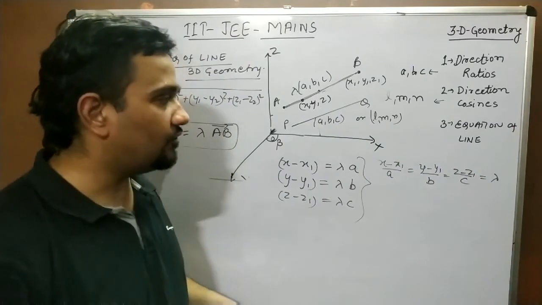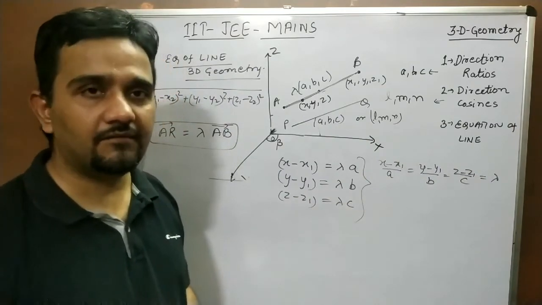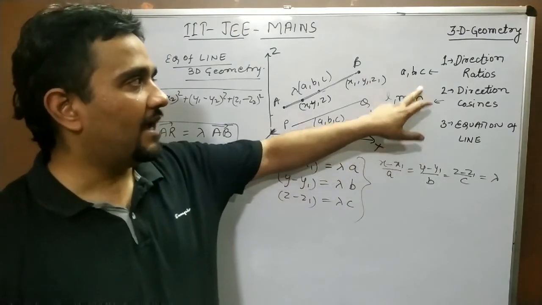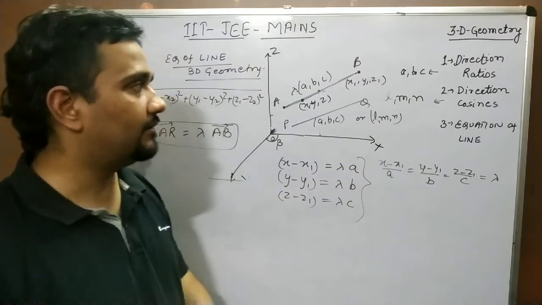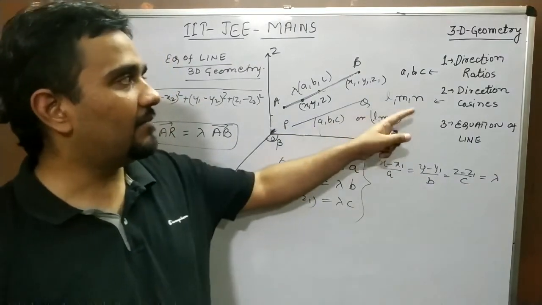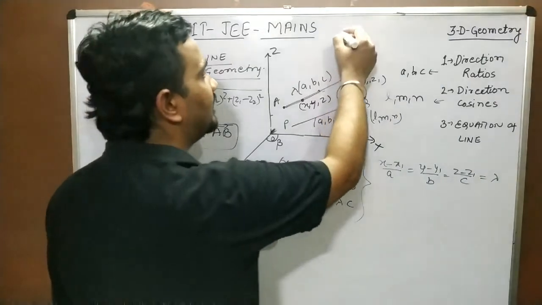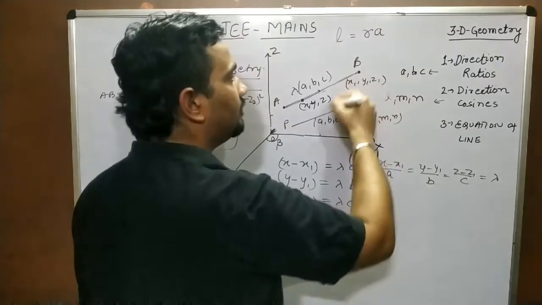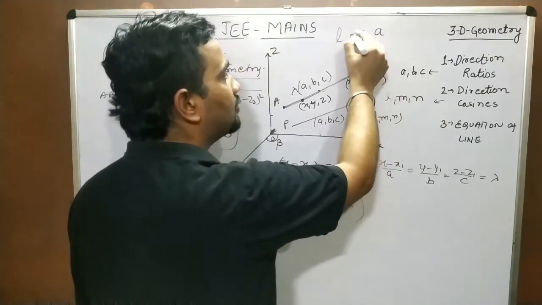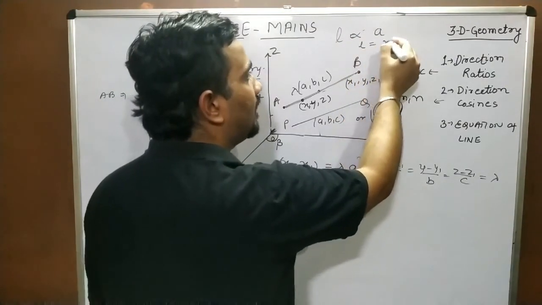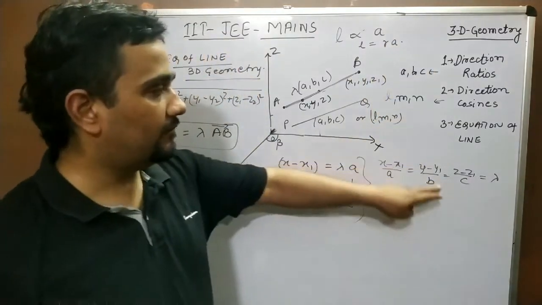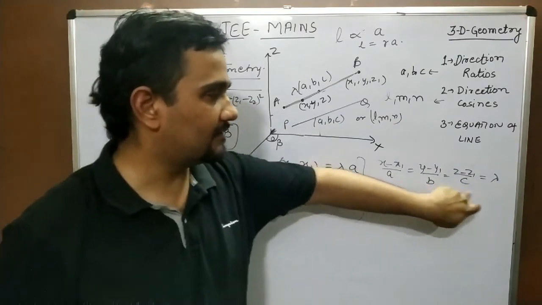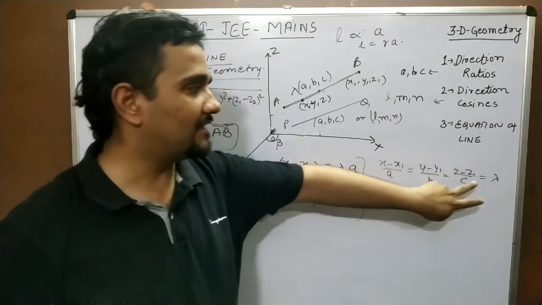And finally, if you want to change this A, B, C to L, M, N, what are A, B, C and L, M, N? L, M, N are the direction cosines and A, B, C are the direction ratios. What is the relationship between L, M, N and A, B, C? L can be written as RA. So these are proportional. L is proportional to A and L can be equal to RA. So we can put it like this, if we multiply these three with the same constant.